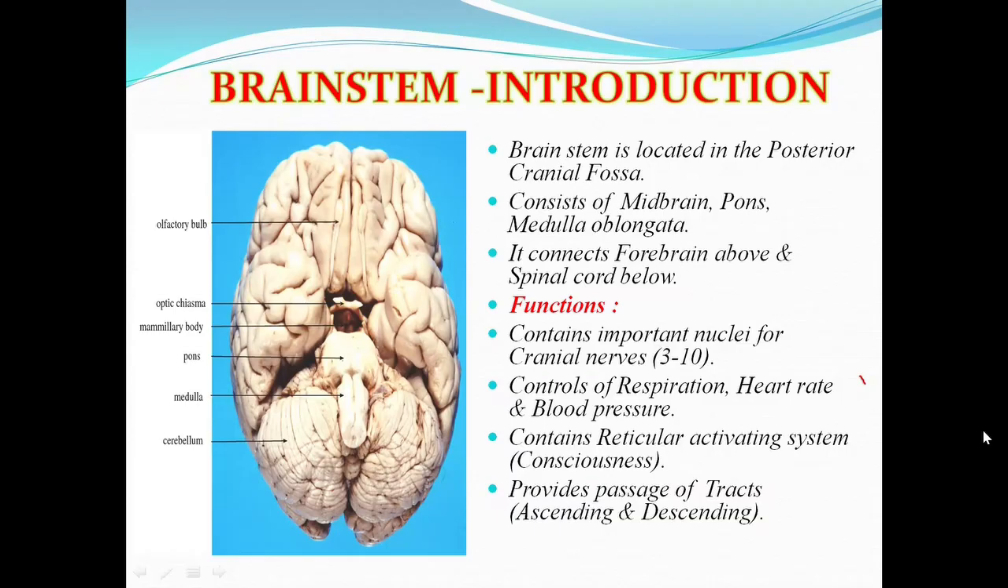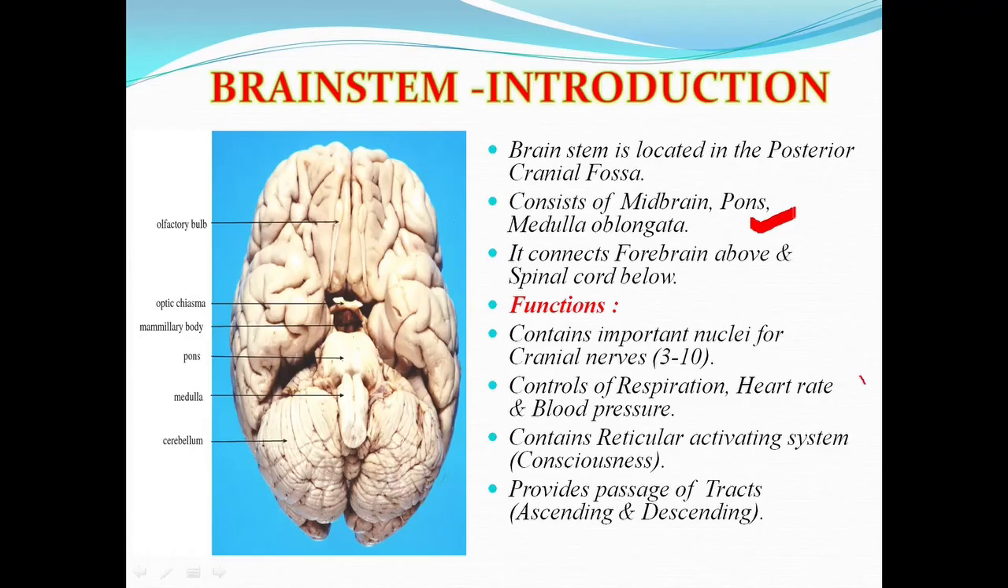Brainstem includes midbrain, pons, and medulla oblongata, and it is located when you study the interior of the skull: anterior cranial, middle cranial, and posterior cranial fossa. In the posterior cranial fossa, you can identify the midbrain, pons, and the medulla oblongata. And it connects to the forebrain above and continues downwards as the spinal cord below from the medulla oblongata.